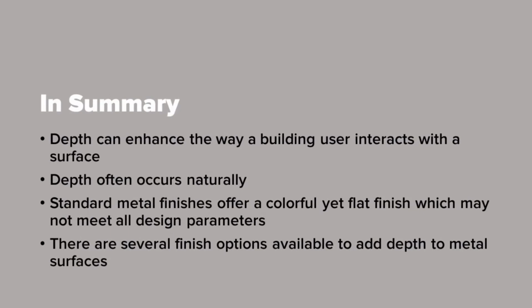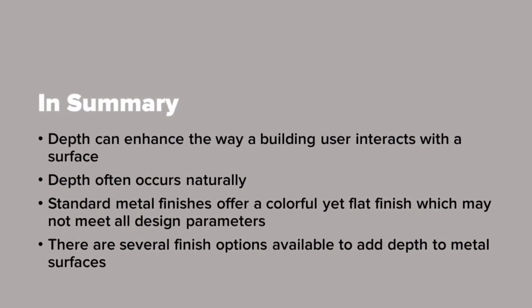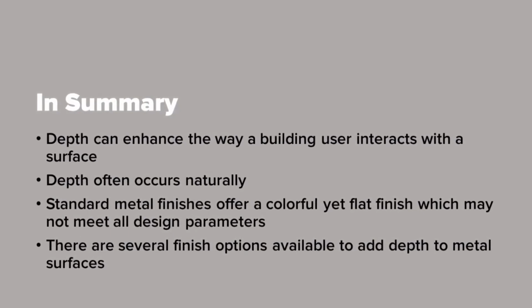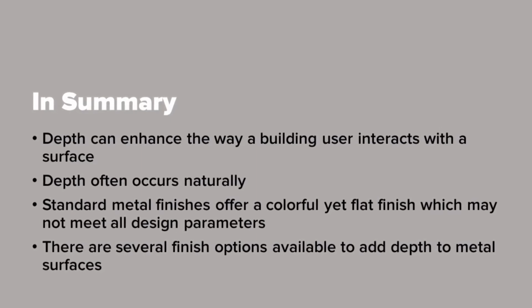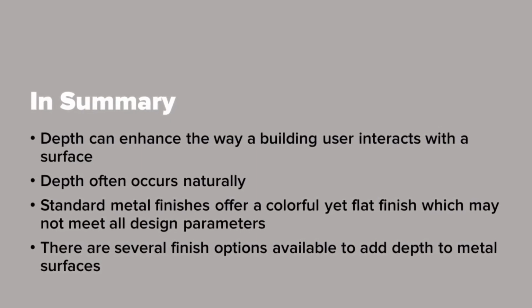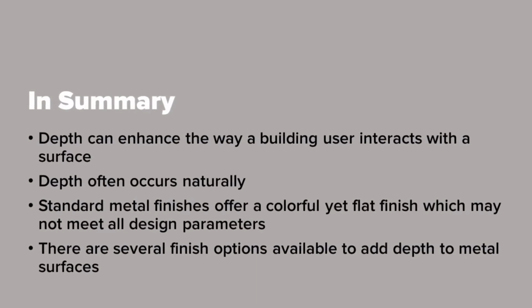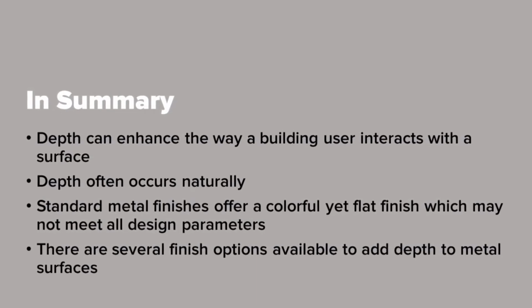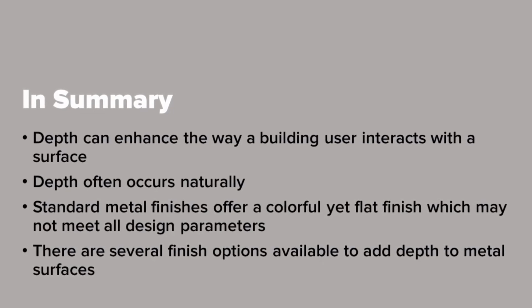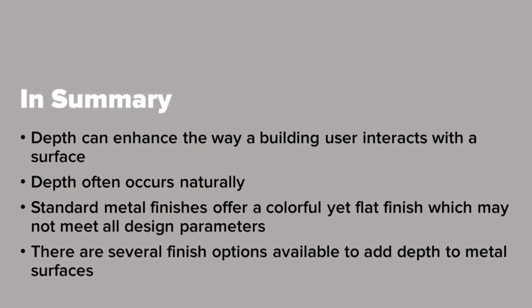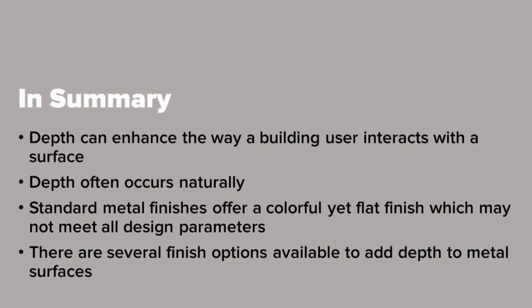So in summary, depth and dynamic light interaction can enhance the way a building user interacts with a surface. Naturally occurring materials often achieve depth through product traits such as texture and variability. Standard paint systems offer a colourful yet flat finish which may not meet all design parameters. There are a number of finish options available to add depth to metal surfaces, including textured paints, mica paints, print designs and additional pre-coat layers.